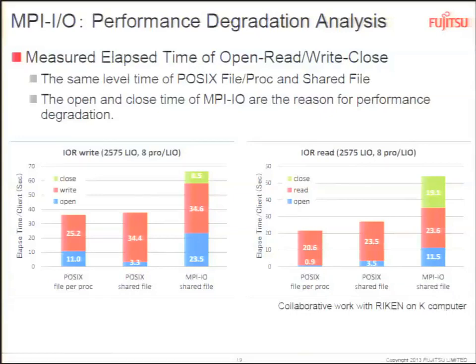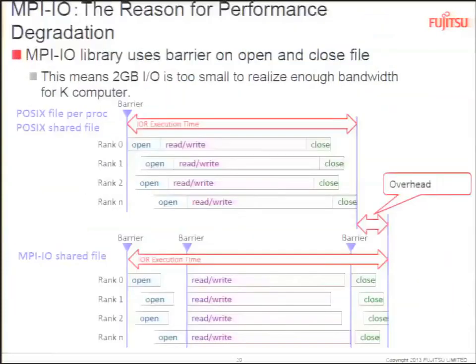So we investigated the problem and finally found it is maybe the MPIO library setting, because the MPIO library uses a barrier on file open and close. So POSIX file-per-process and POSIX shared file are running like this. However, MPIO shared file does open, barrier, read/write, and barrier. This is a time loss.